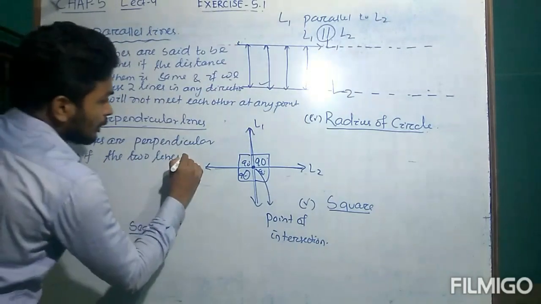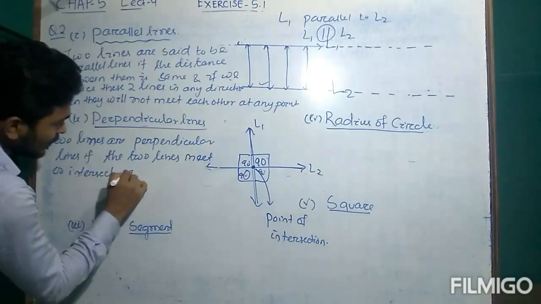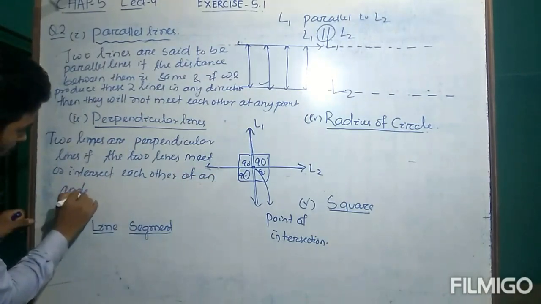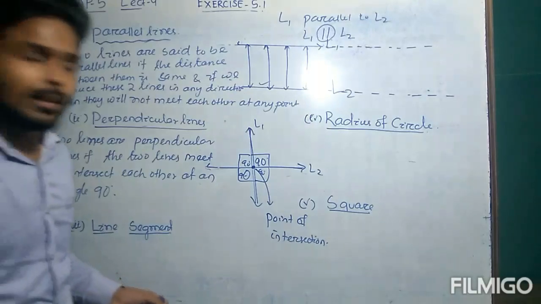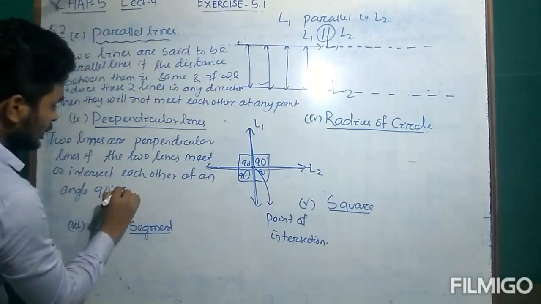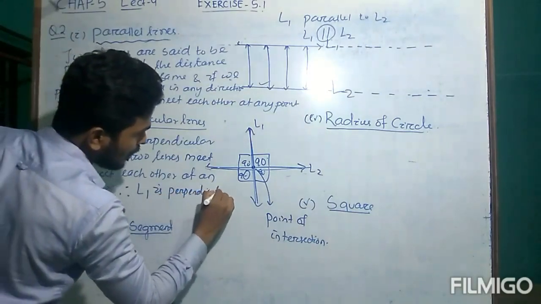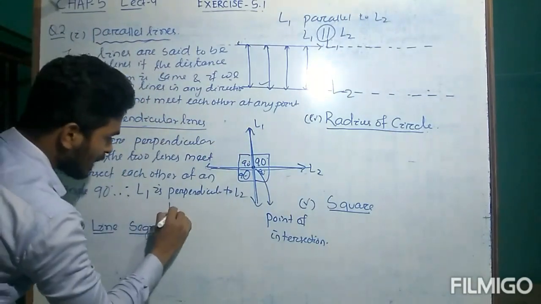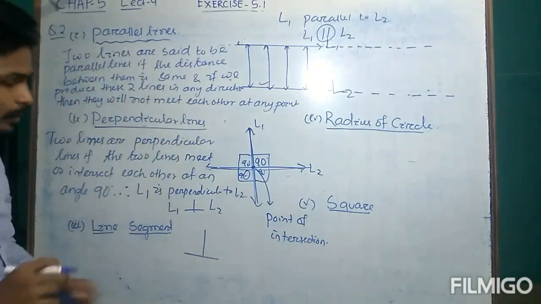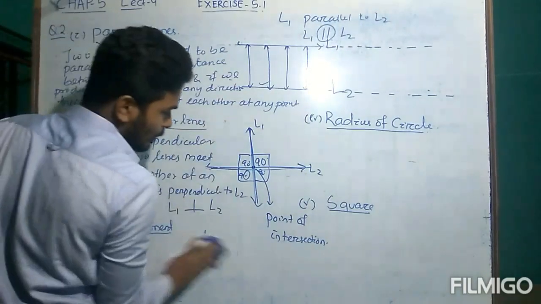Meet or intersect each other at an angle of 90. Okay, so here the line L1 is perpendicular to the line L2. So you can symbolically write it as L1 perpendicular to L2. This is the symbol of perpendicular and this is the symbol of parallel. So the L1 line is perpendicular to the L2 line.